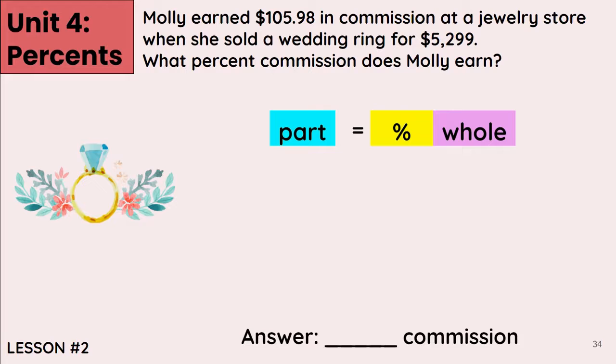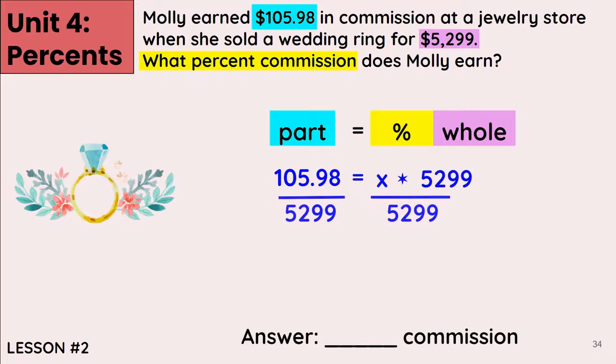We know she made $105.98. That is the part that she gets to keep. So, we're going to put that underneath the part. And we know she sold a wedding ring, and the whole amount of that wedding ring was $5,299. So that's the whole amount. So let's find out what percent commission Molly earns. So we don't know the percent. That's X. Right now, X is being multiplied by 5,299. So I'm going to divide both sides by 5,299. Go ahead and plug that in your calculator and see what you get.